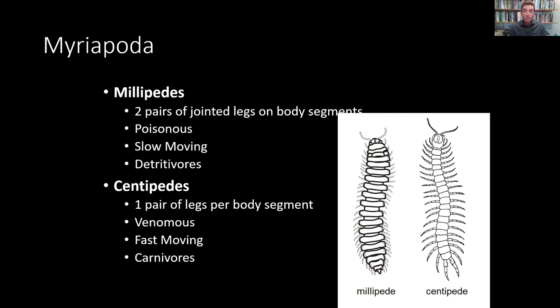Both of these are good to see in the garden. They're decomposing organic material and the centipedes will be eating plant pests. So you don't have to worry about either of these. It's just part of the rich diversity of the landscape.